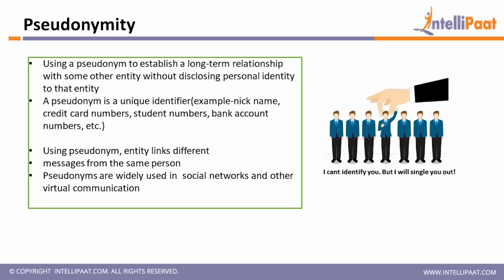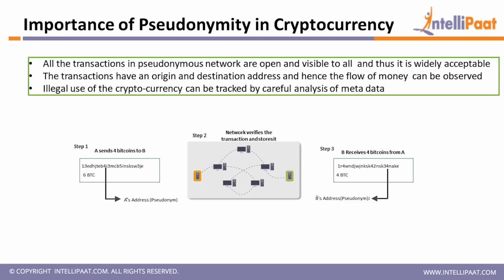Using a pseudonym, an entity links different messages from the same person, and pseudonyms are widely used in social networks and other virtual communication. Like on Facebook and other social platforms, you use your nicknames to communicate with your friends and your networking peers. Importance of pseudonymity in cryptocurrency: all the transactions in a pseudonymous network are open and visible to all, and thus it is widely acceptable. No financial organization wants to do transactions and message exchange with anonymous persons. So pseudonymity is very popular in cryptocurrency and blockchain networks, and the transactions have origin and destination addresses, and hence the flow of money can be observed transparently.